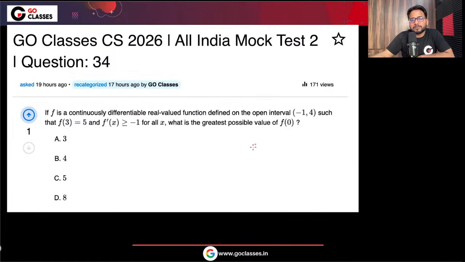Let's solve this question. This question was related to, again, calculus, and there is one theorem in calculus called the mean value theorem. If you have solved GATE PYQs of some MVT questions, they have a similar pattern, the greatest value of f0 or something like this, right? So let's just solve this. It was not a very tough question. It was a good question, but not easy at the same time. It was a moderate kind of question.